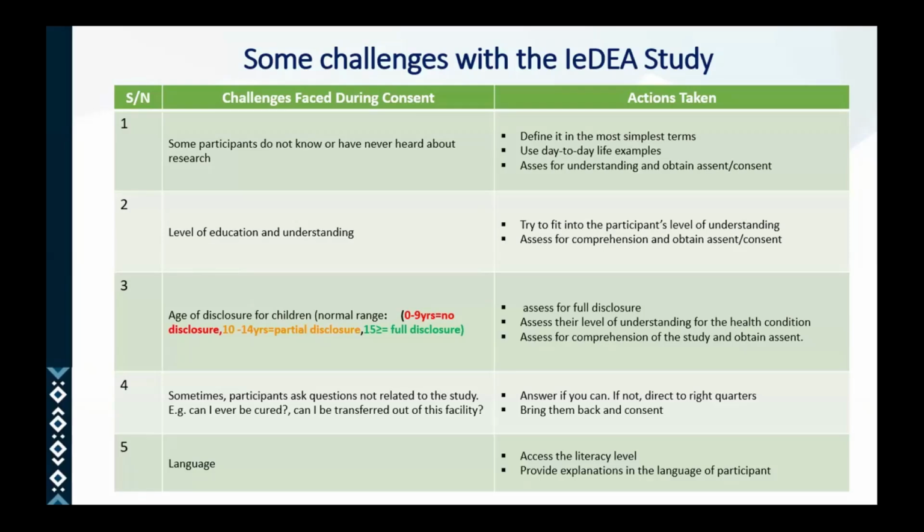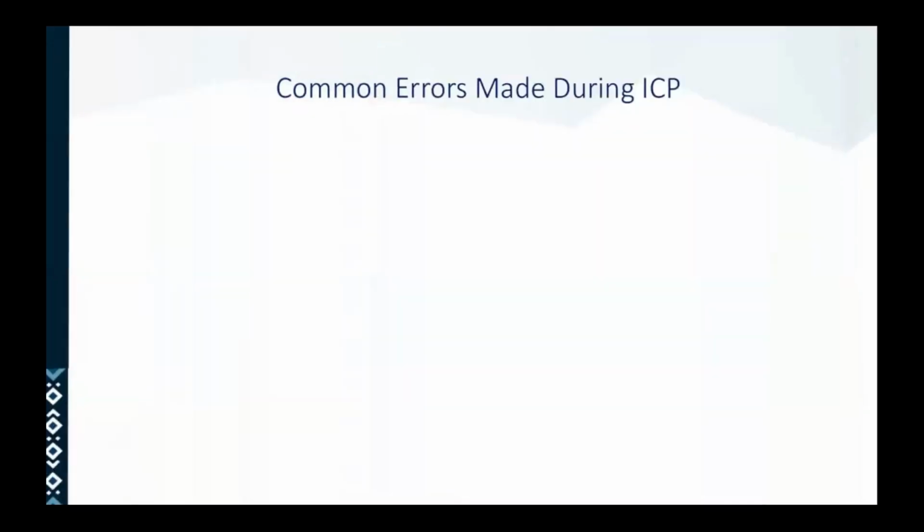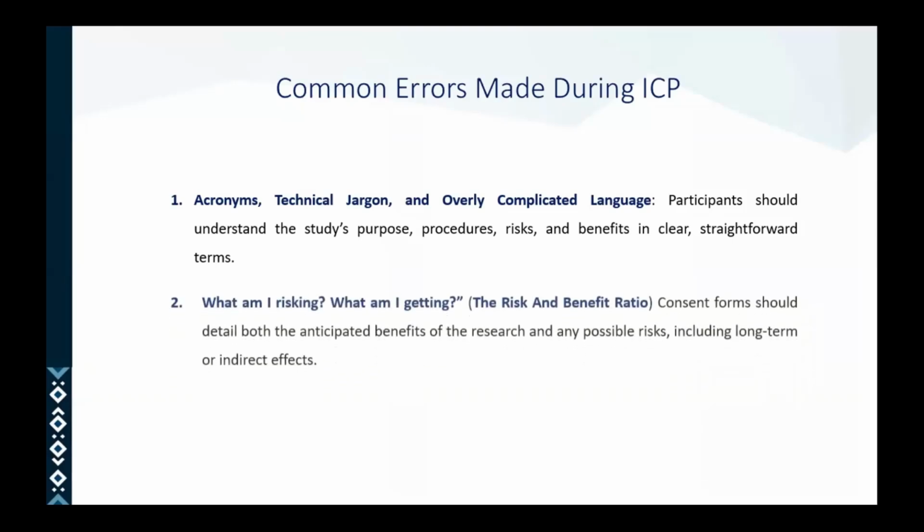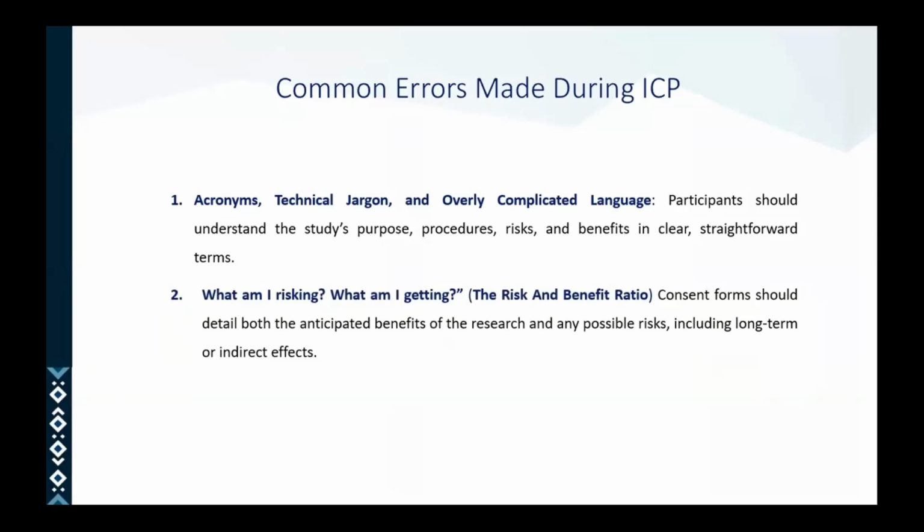You assess the literacy level and then you provide explanations in the language of the participants. Here we have English, we have French, we can also have the pidgin language that is widely spoken by most of the participants. So what are the common errors that we make during informed consent? We use acronyms, technical jargon, and overly complicated language. Participants should understand the study purpose, procedures, risks, and benefits in clear, straightforward terms. Like when I was introducing myself, I said I will be doing something on IeDEA. What is IeDEA? I have to define that. What am I risking? We sometimes fail to outline this to the understanding of the participants.